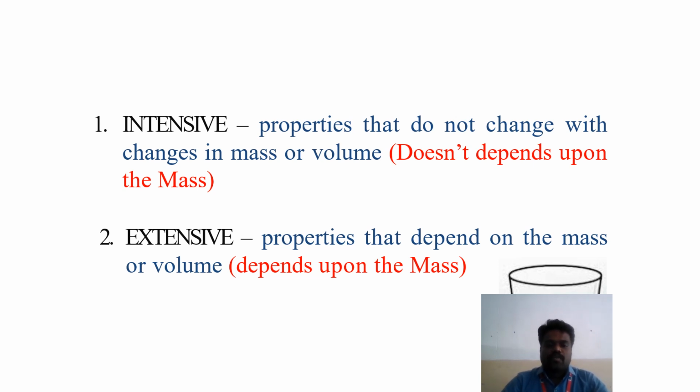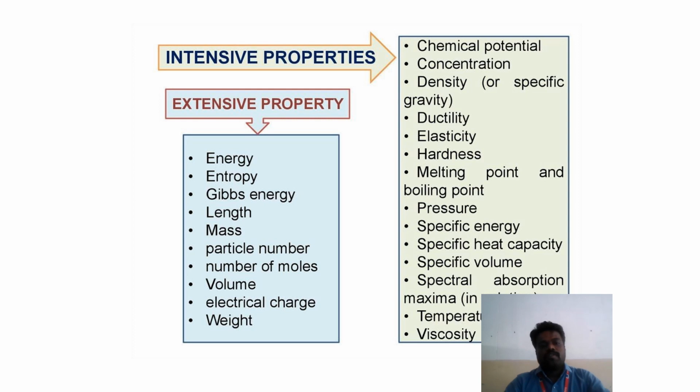Next is extensive. Extensive is totally opposite to intensive properties. The properties that depend on the mass are known as extensive properties. These are the two kinds of properties we discuss in thermodynamics. The first is intensive properties. The list of intensive properties is: chemical potential, concentration, density, ductility, elasticity, hardness, melting point and boiling point, pressure, specific energy, and specific heat capacity.